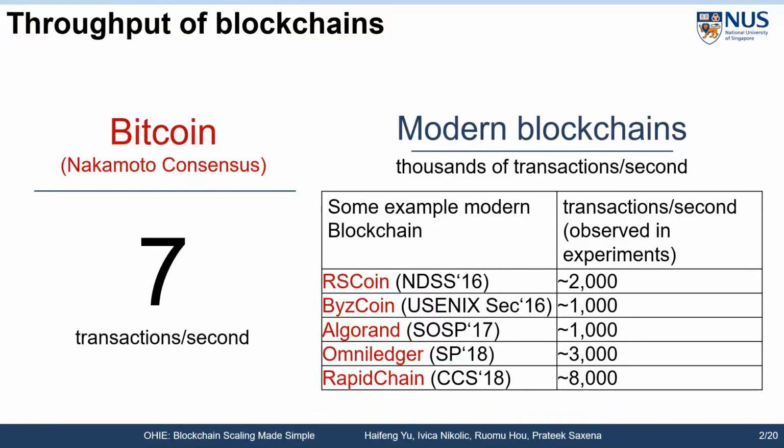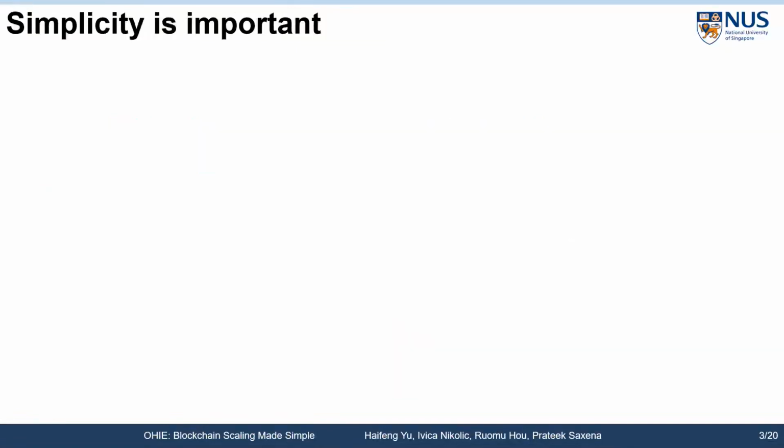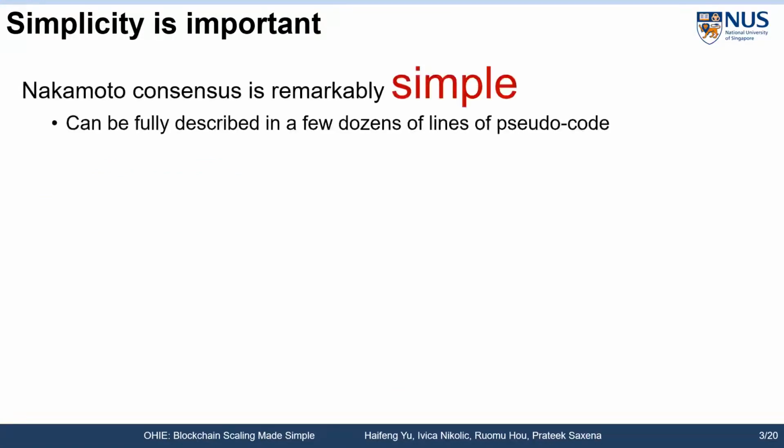Early blockchains often have fairly low throughput. For example, Bitcoin has a throughput of 7 transactions per second. Modern blockchains have been able to achieve orders of magnitude higher throughput via various beautiful techniques, ranging from sharding to better consensus protocols. Despite Bitcoin's low throughput, the core of Bitcoin, Nakamoto consensus, still stands out in one critical aspect.